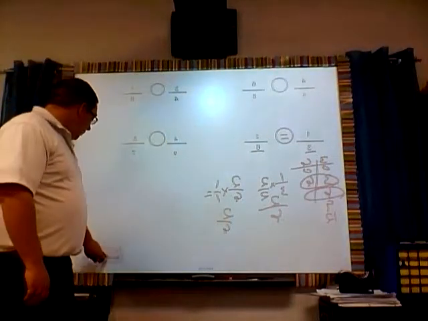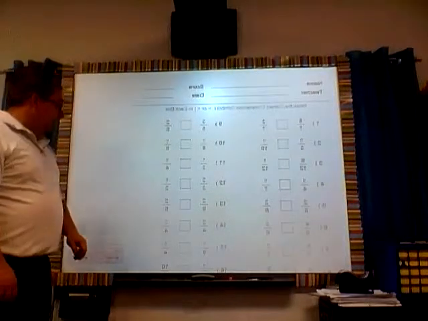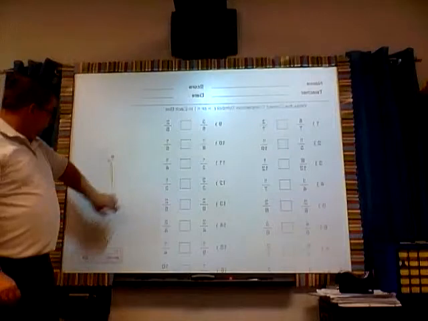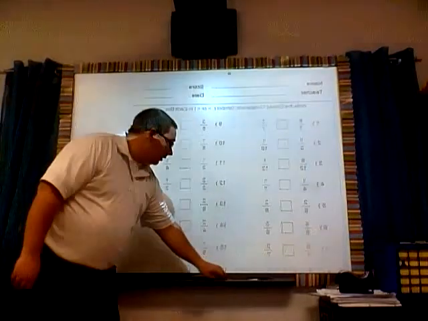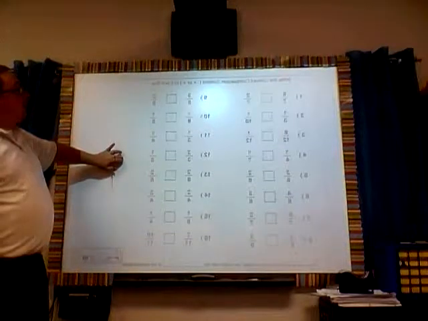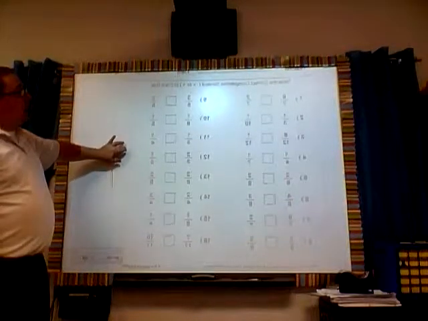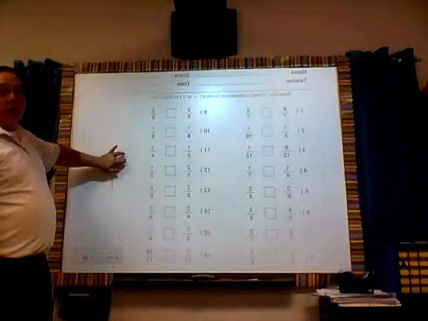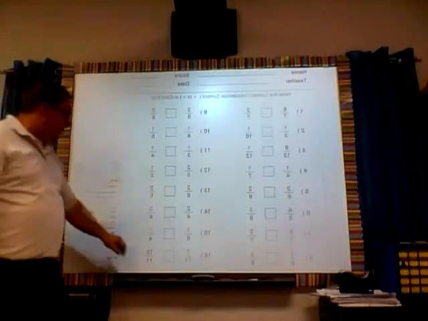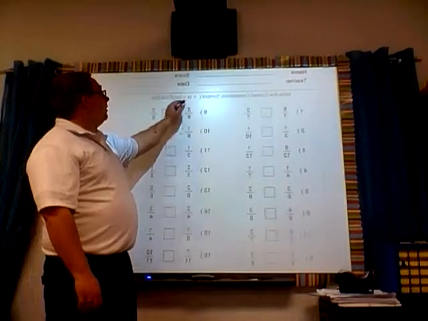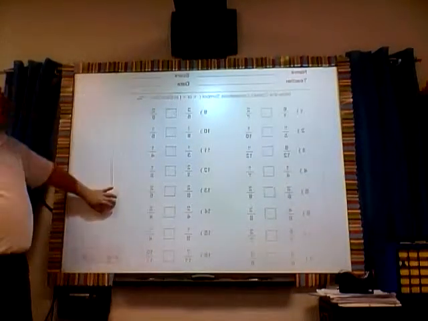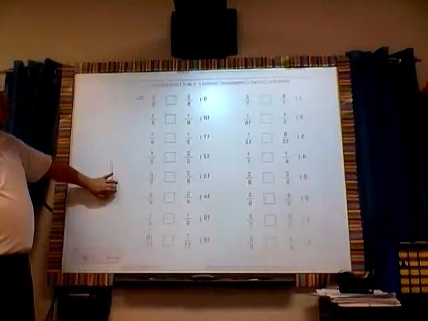So moving right along, here's your homework. You're going to have to break down each fraction, find a common denominator, and tell me whether they're greater than, less than, or equal to. Okay? This will be your practice now, and what we don't finish you can write down and take home for homework.